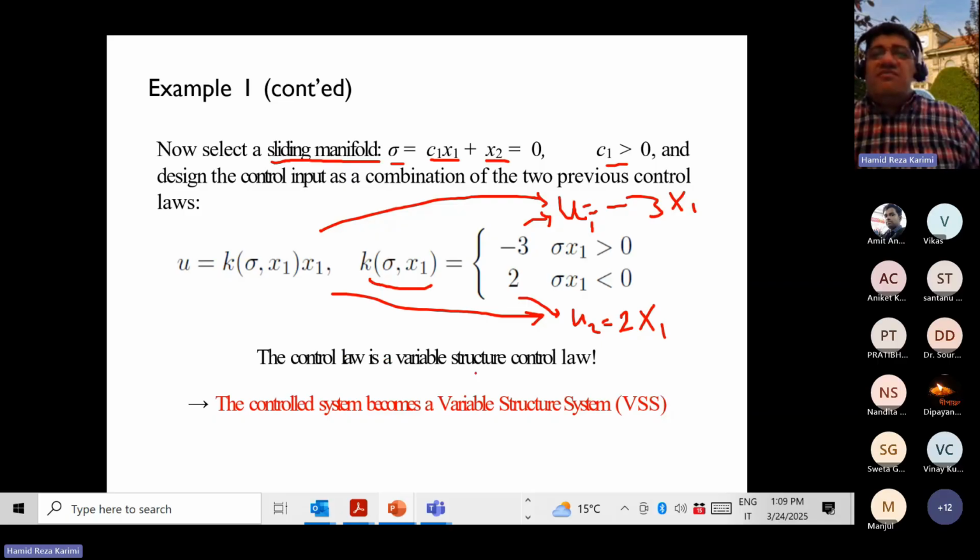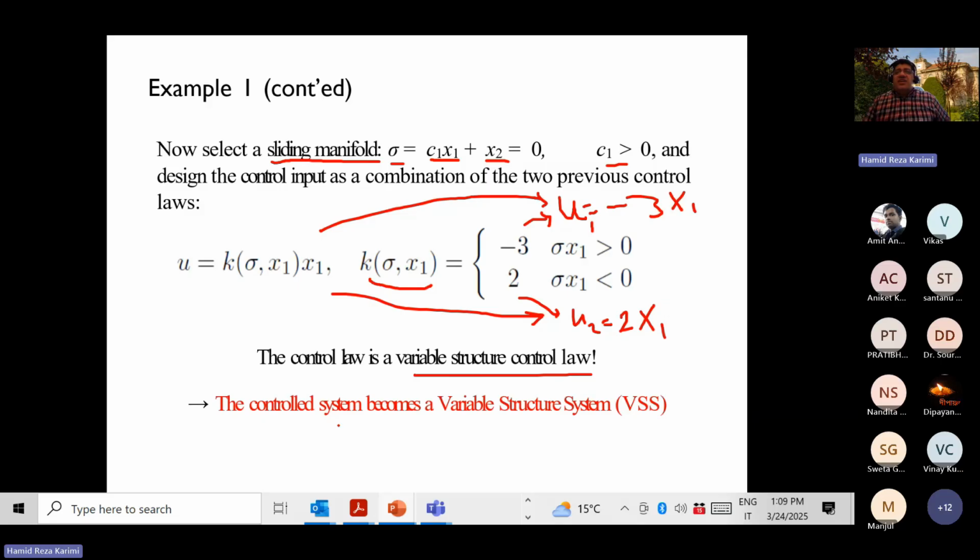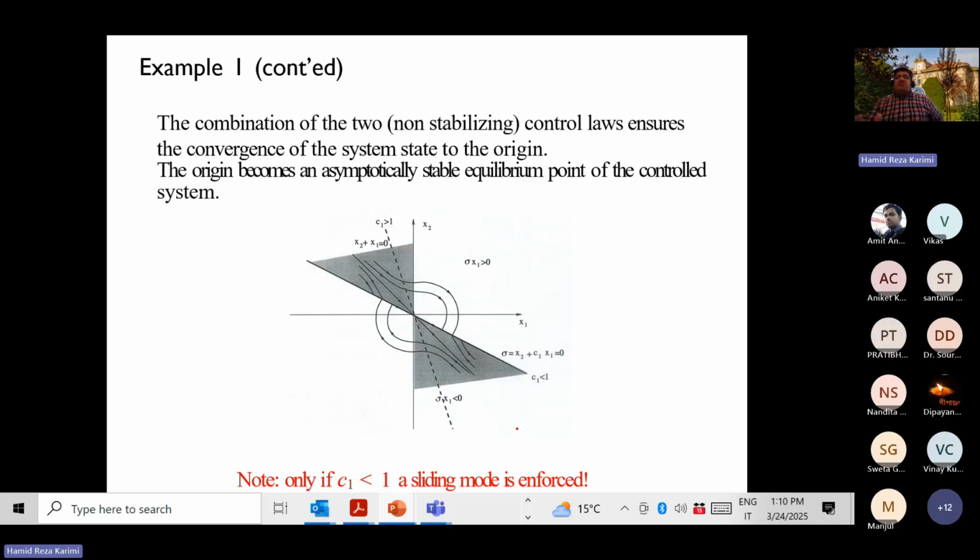The control law is a variable structure control law. It means that there is some variation in the structure. The control system becomes a VSS, variable structure system. And this means, let's see what the benefits are. Based on this benefit, the combination of the two control laws ensures the convergence of the system state to the origin. This is very important.